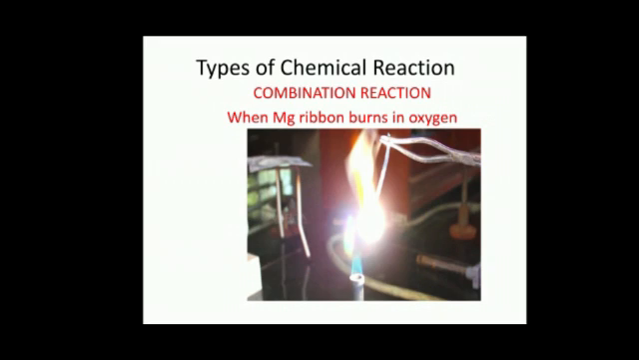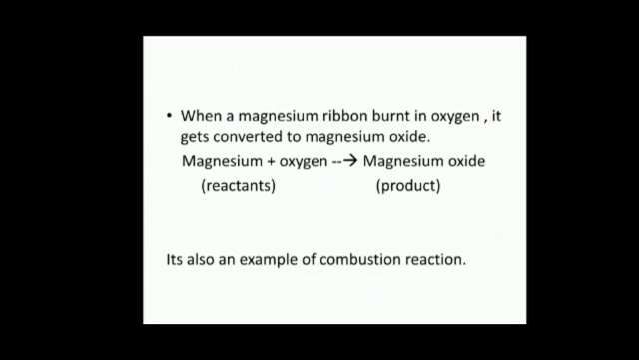First type of chemical reaction is combination reaction. Now first, I uploaded this image here that shows how magnesium ribbon burns in oxygen. See the dazzling shine you can see in the image. Magnesium ribbon burns in oxygen with dazzling shine. Now this is a combination of magnesium and oxygen to produce magnesium oxide.